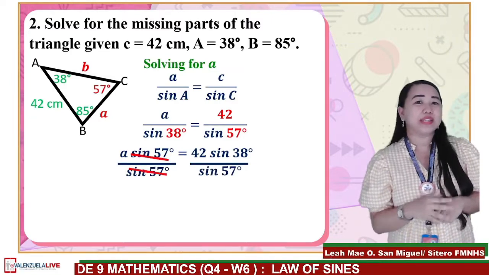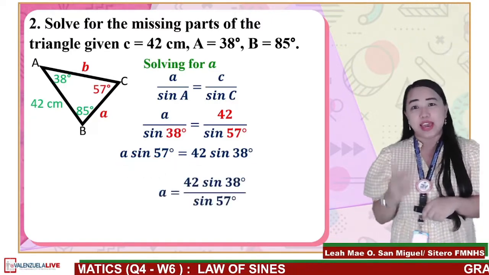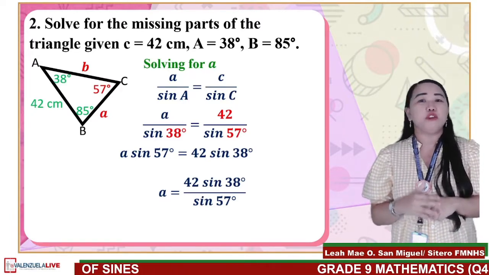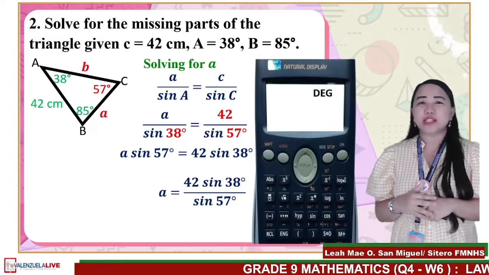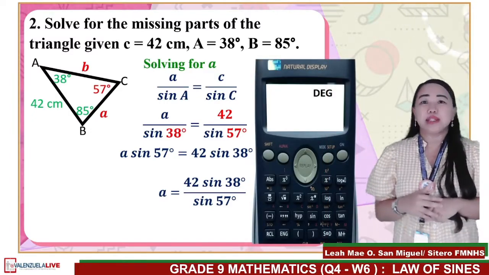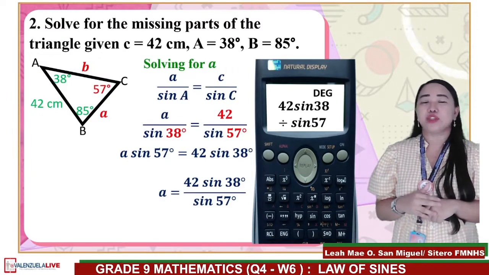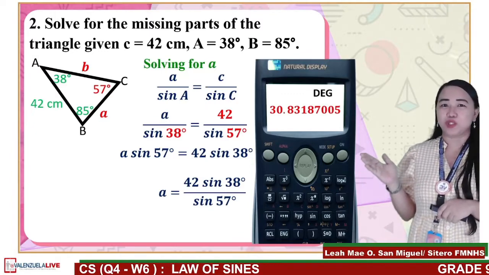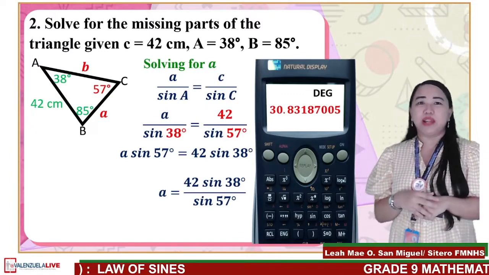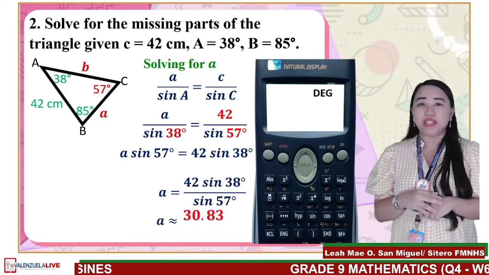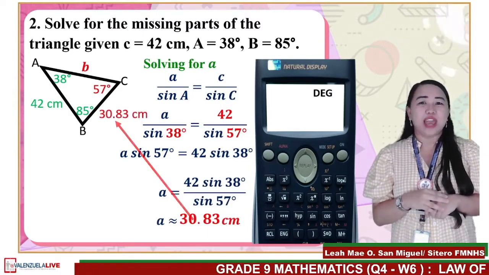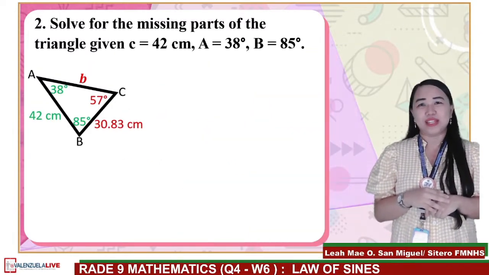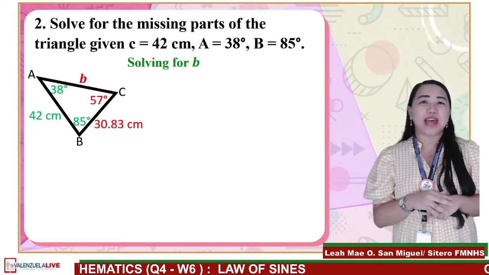Divide both sides by sine 57 degrees, we get a is equal to 42 times sine 38 degrees over sine 57 degrees. Using the scientific calculator in degree mode, type 42 sine 38 divided by sine 57. And this is the answer. Rounding off to two decimal places, it becomes 30.83. Therefore, the length of side a is 30.83 centimeters. The last missing part is side b.